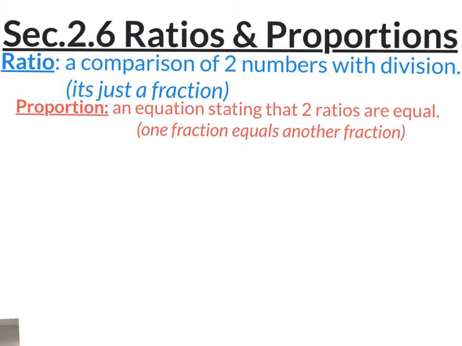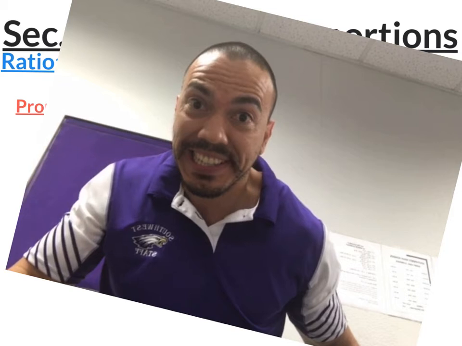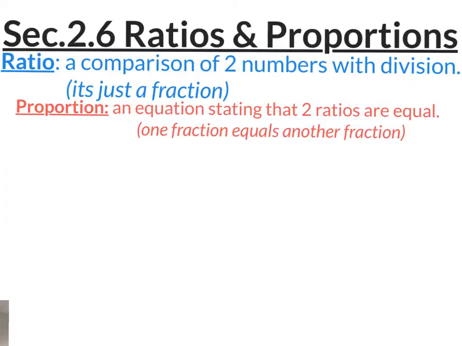And how about proportions? Cross multiply. Sauce. A proportion is an equation stating that two ratios are equal. In other words, one fraction equals another fraction. And whenever we do have a proportion, we are able to cross multiply. Sauce. So what the heck do I mean by cross multiply?